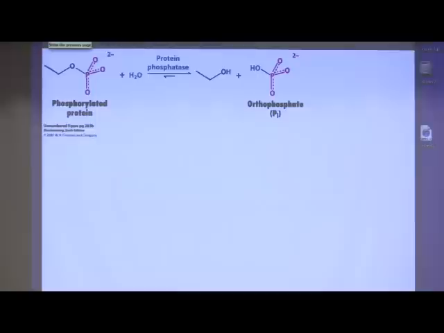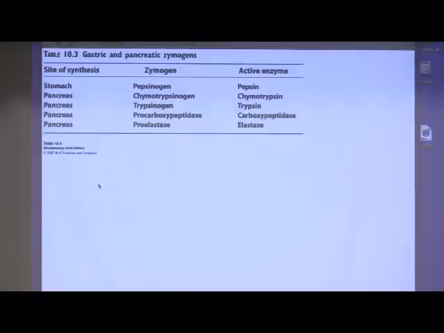Now, the next set of covalent modifications that I want to talk about, and we may actually finish early today, are the zymogens. Zymogens are interesting, inactive forms of proteins that are made. Well, why would we want to make inactive forms of proteins? Well, again, this is allowing cells another level of control.